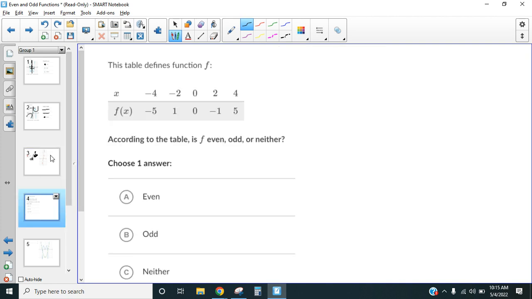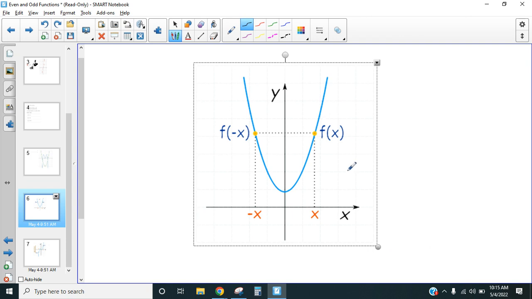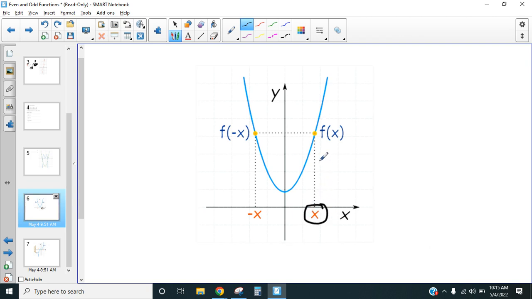Let's try out this table. We haven't seen any table questions yet. According to the table, is this function even, odd, or neither? Now keep this in mind. An even function, if you plug in a certain x, you get f of x, right? You get a certain y coordinate. If you plug in the opposite of x, you get the same y coordinate. They're at the same height, right? So when I plug in one x and I plug in the opposite of that, they should be equal to each other. If they are opposites, then they're odd, right?